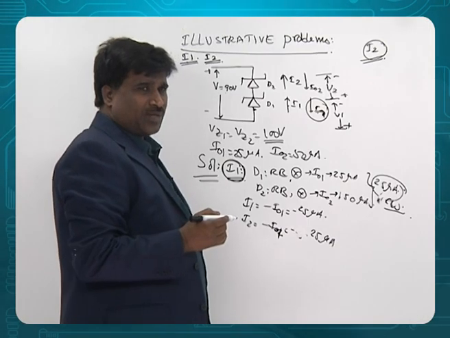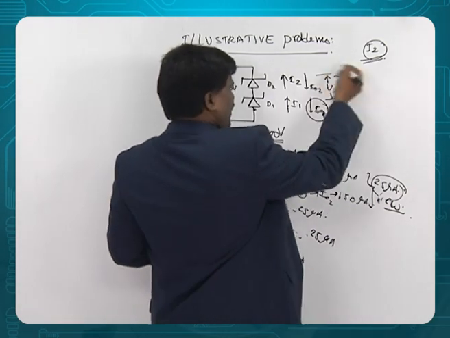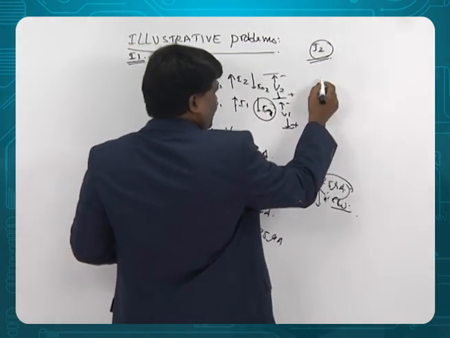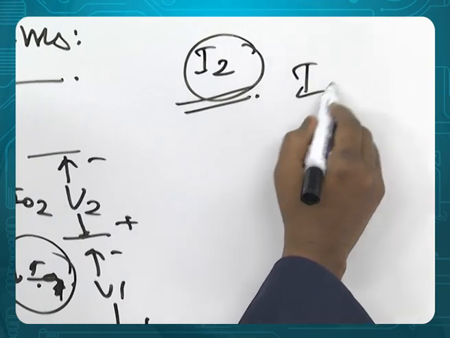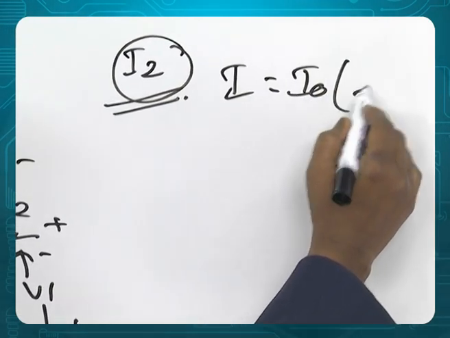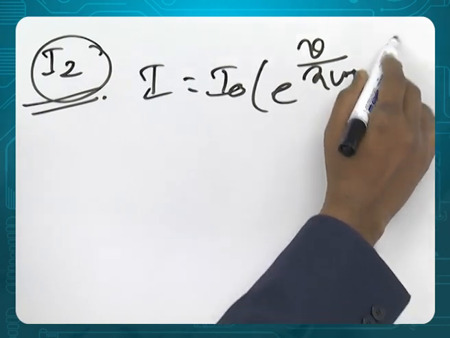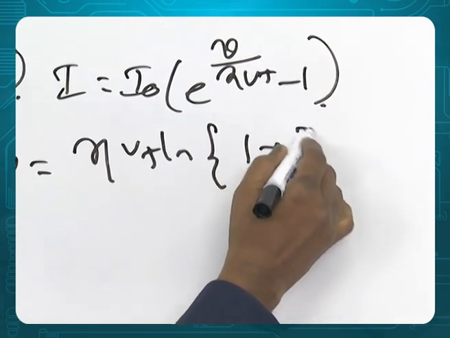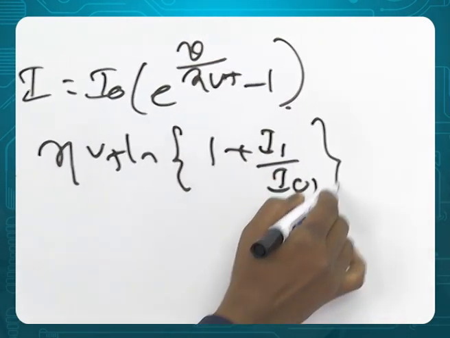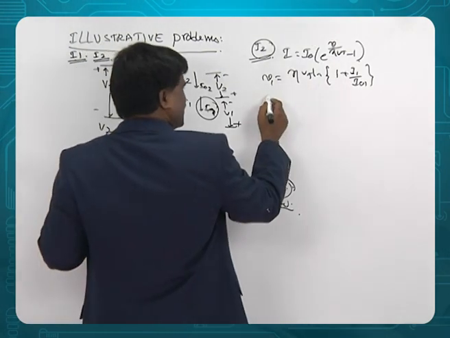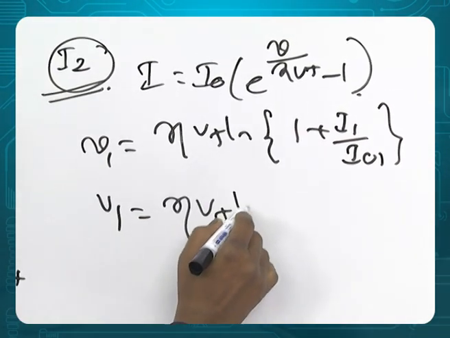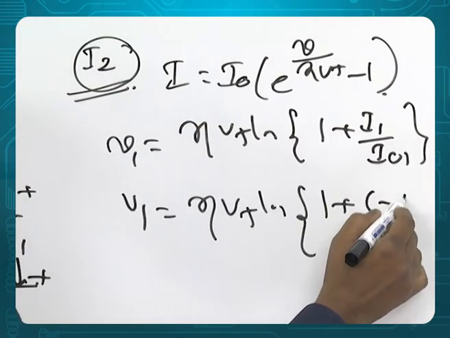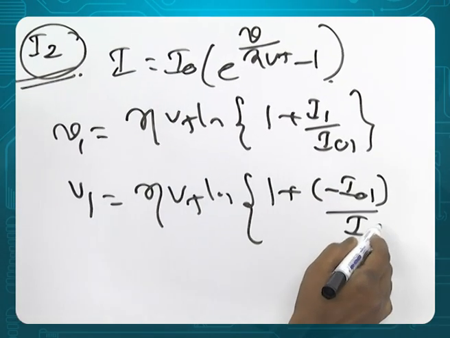I call it the second problem because you have to calculate voltages. In that, what is the general expression for current? I is equal to I0 into e power V by eta Vt minus 1. From there, V is eta Vt ln 1 plus I1 by I01. Now please substitute there. Eta Vt ln 1 plus, what is I1? Minus I01 by I01.